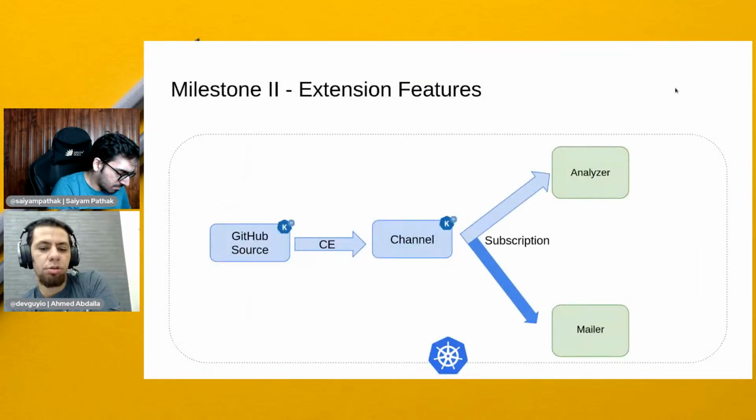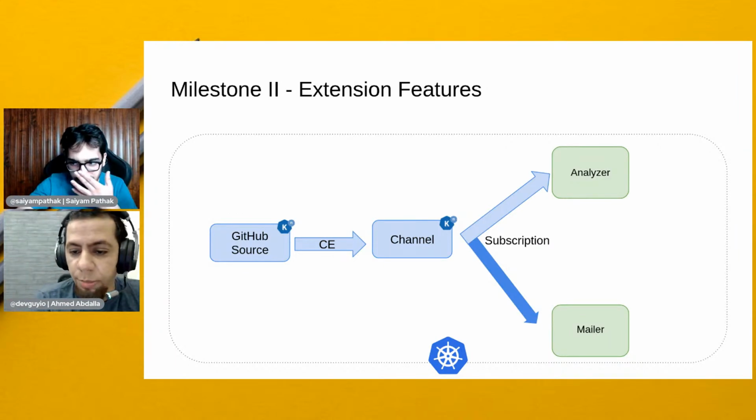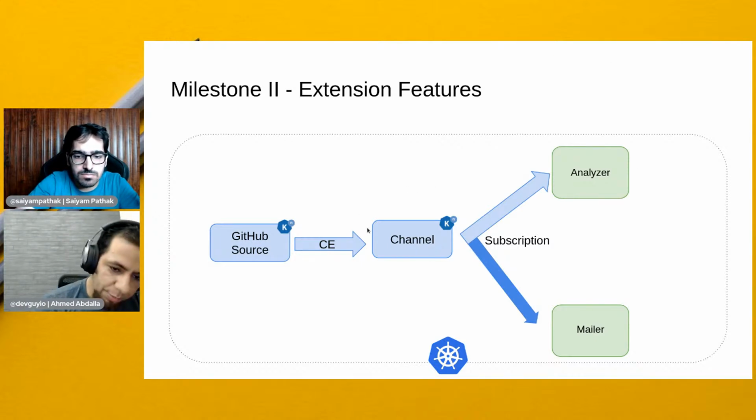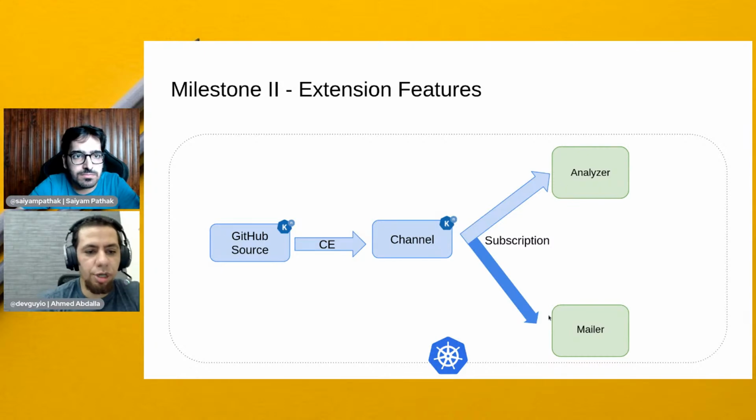So how do I use a channel to implement my final feature of analyzing and mailing GitHub comments? Basically, I would use a channel and a subscription. The subscription would be the kind that says, take the events from this channel, send them to the analyzer, and take the responses from the analyzer and send them to the mailer. As a next step, I'm going to need to take the cloud events from the GitHub source and wire them to the channel, and create a subscription to route the events to the analyzer, and the channel will automatically take all the responses and send them to the mailer. So let's try to do that.